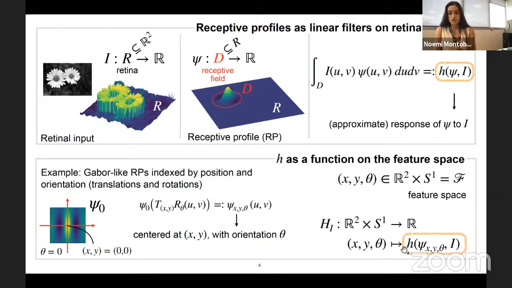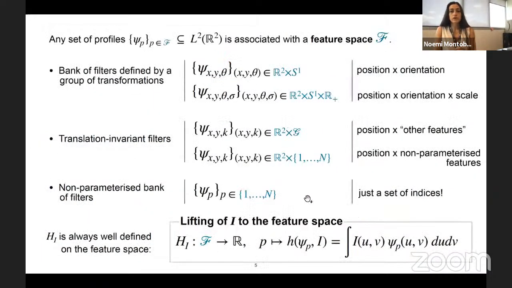to the image I. Now, as I was saying, starting from any family of filters that represents some set of receptive profiles in V1, we want to say something about the lateral connectivity induced by them in terms of a metric on a feature space.